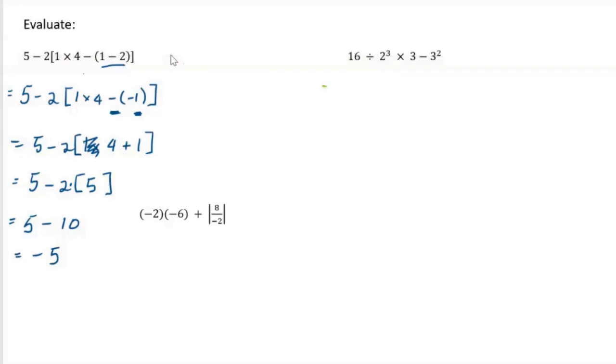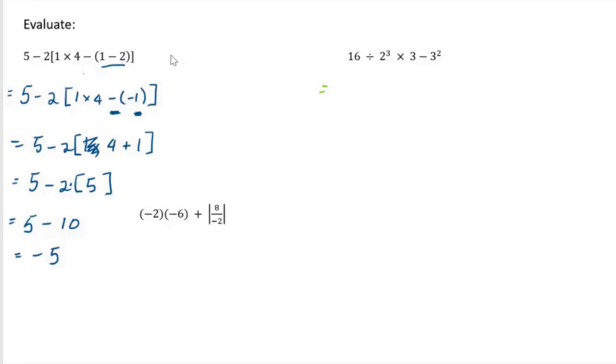Let's try another example. So we have 16 divided by 2 to the power of 3 times 3 minus 3 to the power of 2. And again, sometimes it's tempting to pick apart the pieces that we're most familiar with, like 16 divided by 2 or 2 times 3. But we have to be very careful, once again, to follow the order of operations.